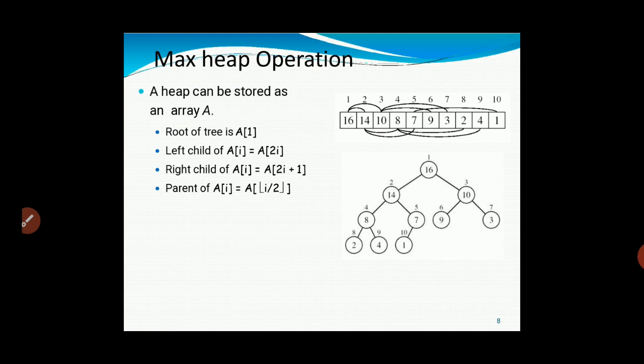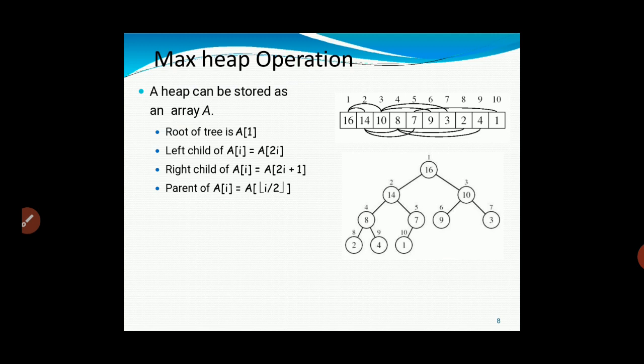That means A of 2 is the left child of 16. A of 2 is 14, the second position. And if you are finding the right child, then you have to apply A of 2i plus 1. Then we will check one example.